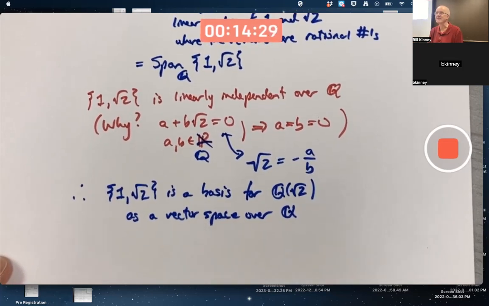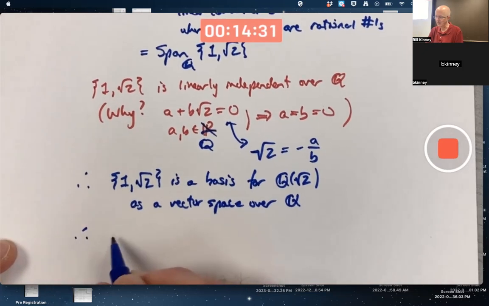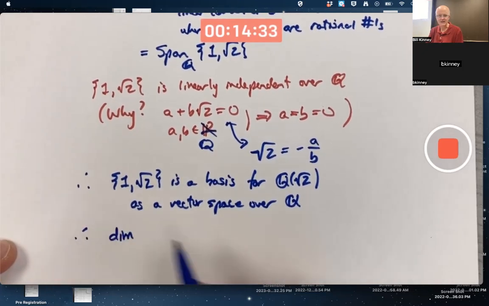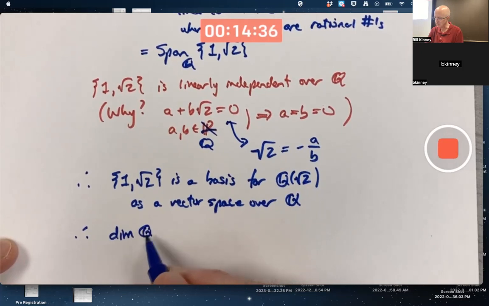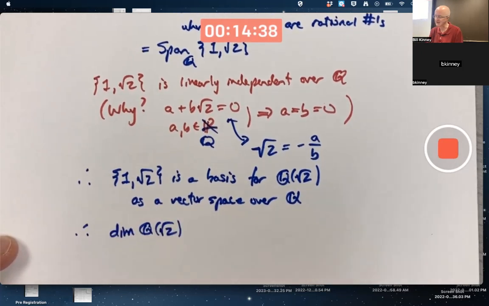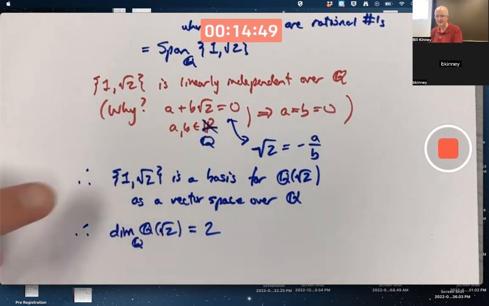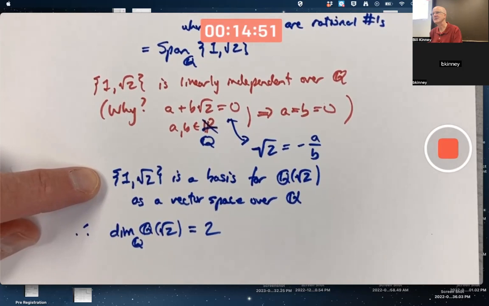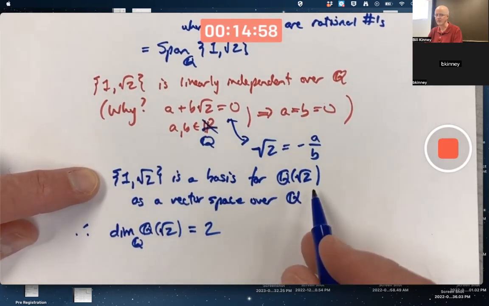This is important. You can also say, therefore, the dimension of Q adjoin square root of 2 as a vector space over Q is 2. And that would mean any basis for this as a vector space over Q would have 2 elements. You might call this the standard basis, just like we had standard basis ideas in linear algebra. It's the simplest basis for this as a vector space over Q.